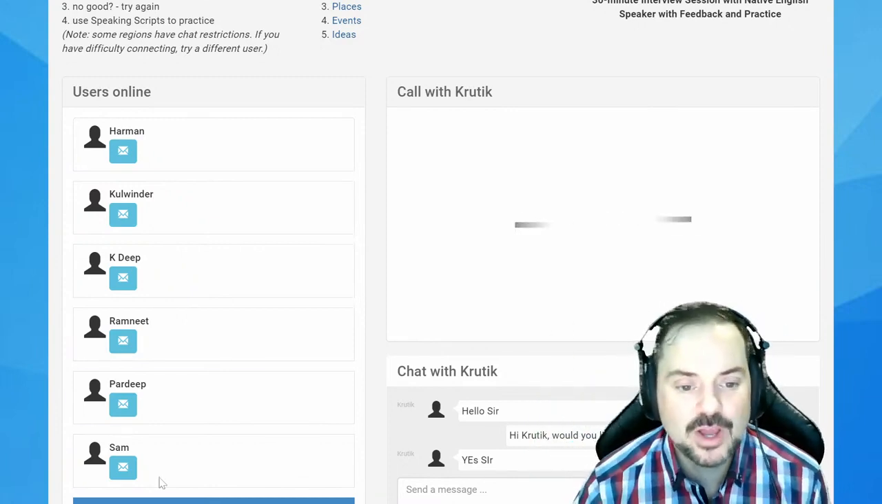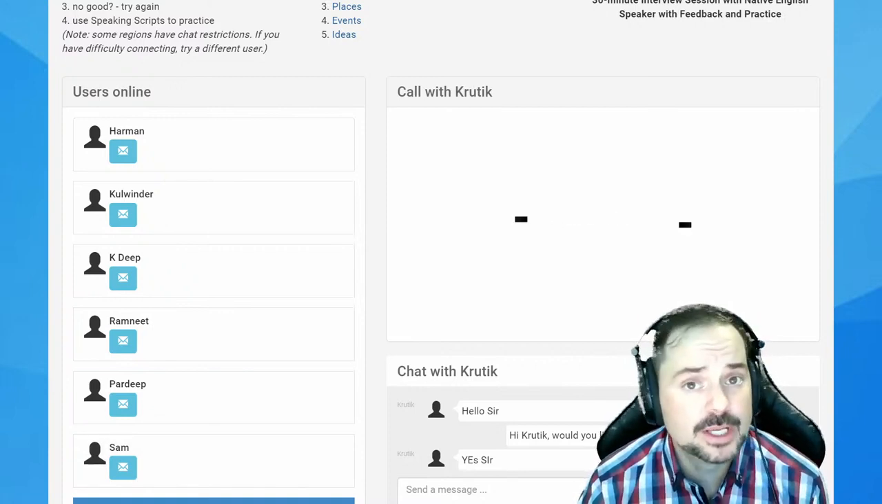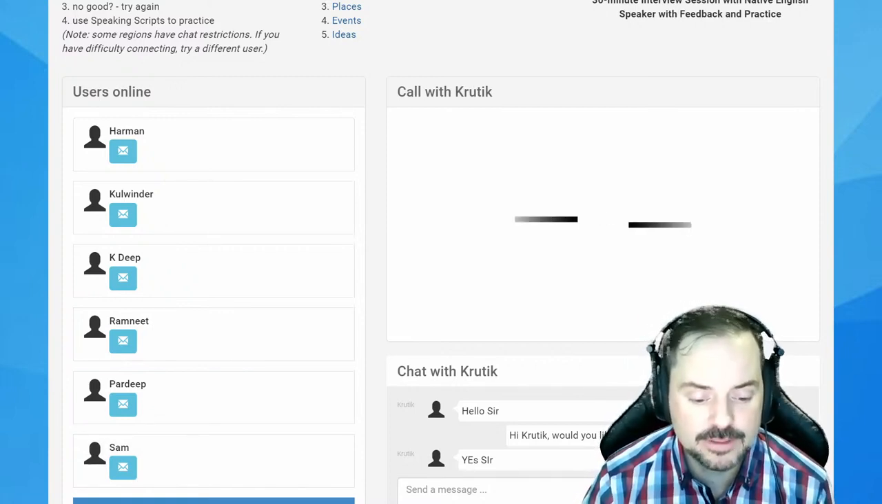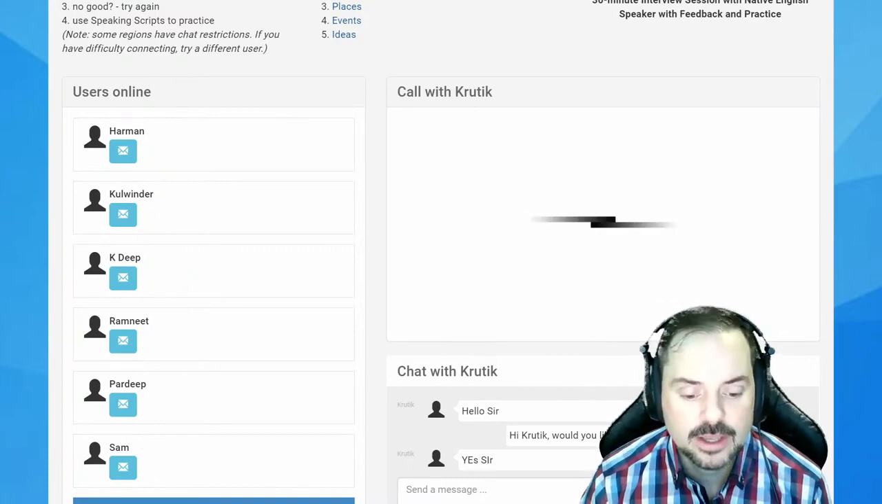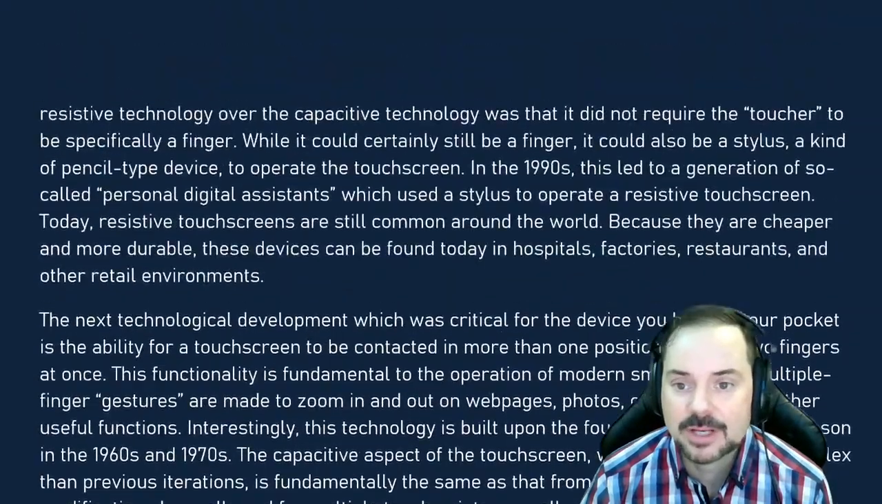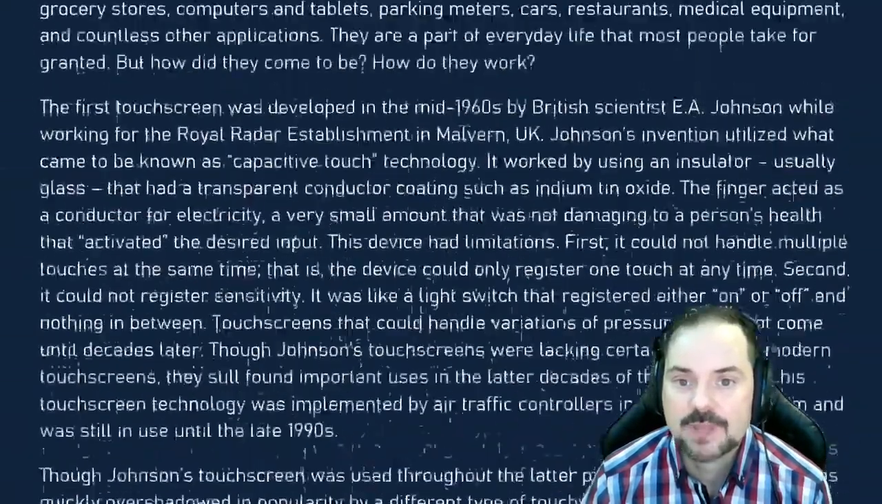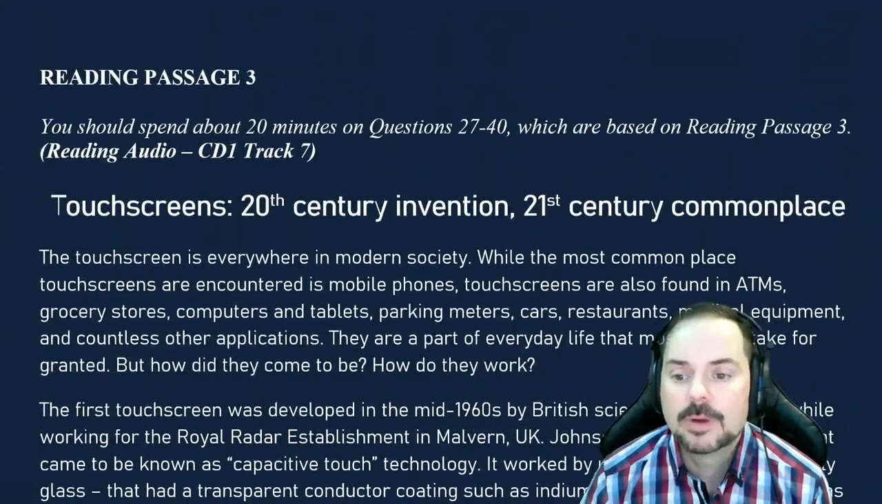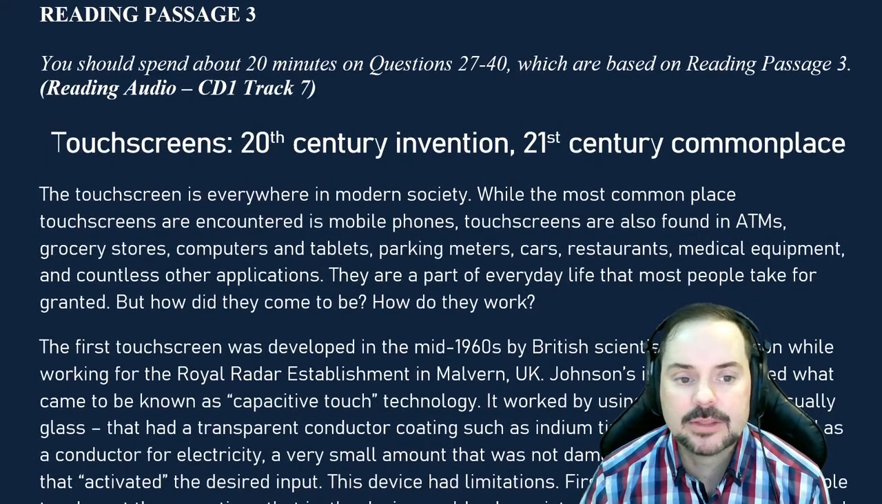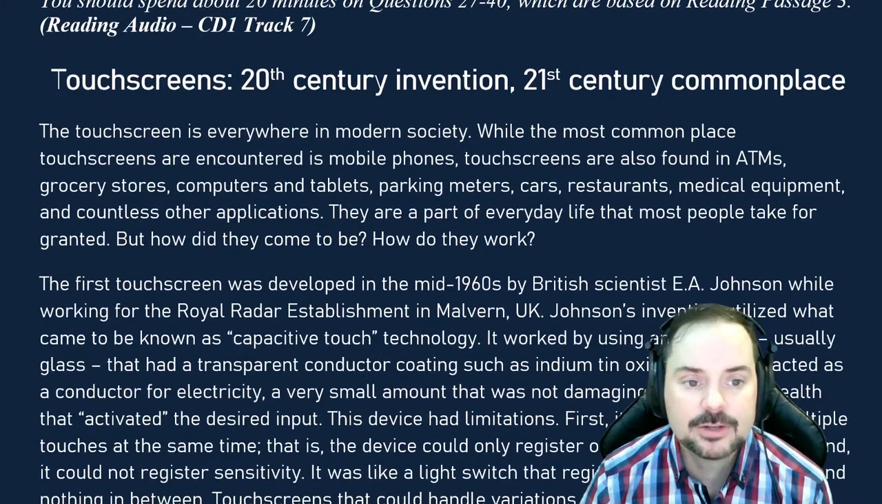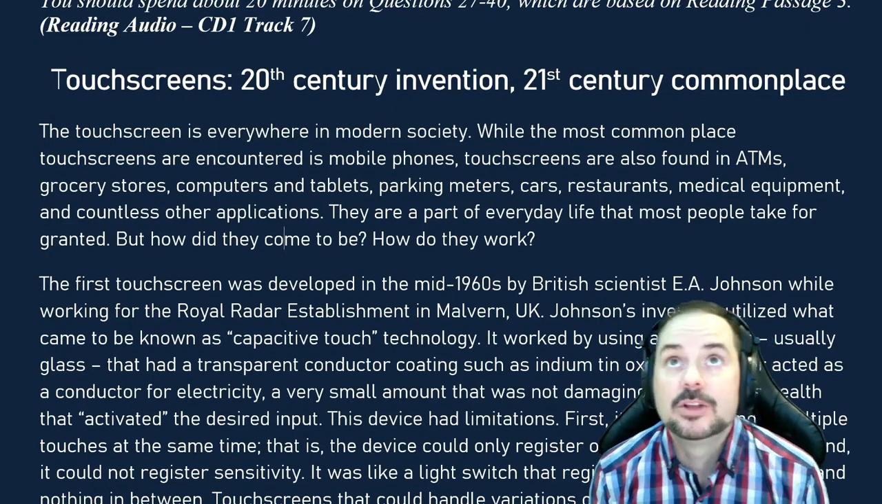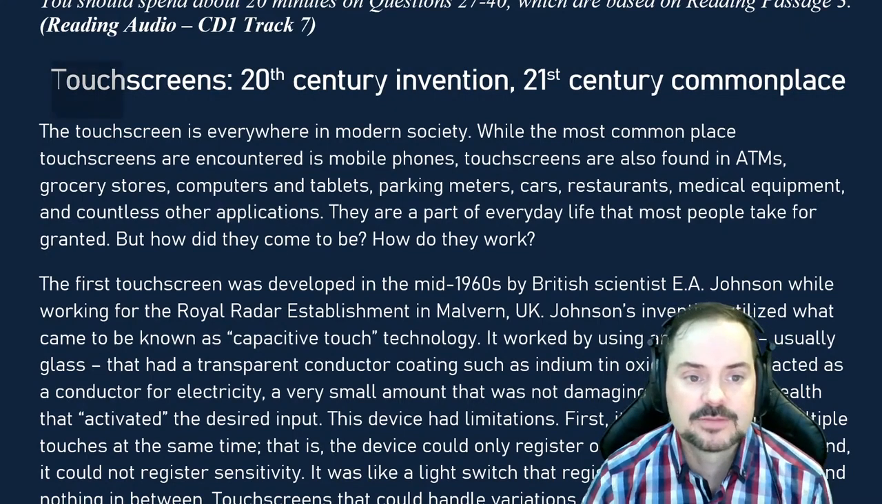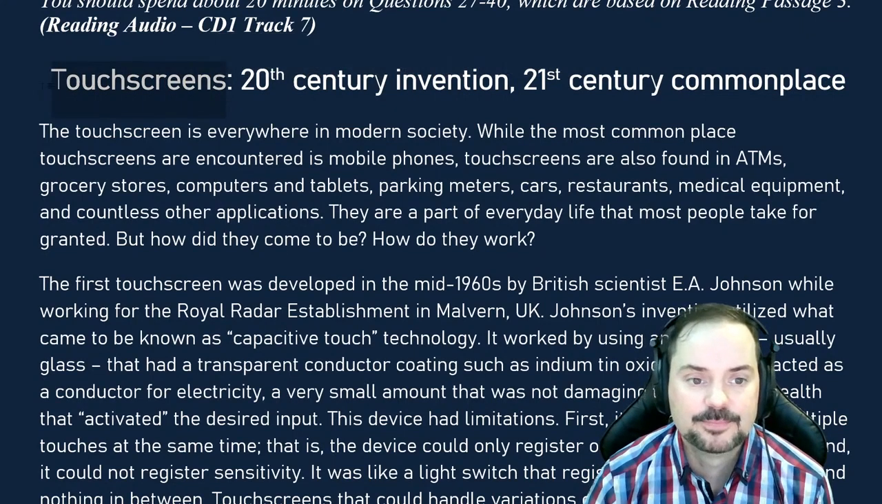Okay, sir. All right, Krutik. So let's do reading. Reading is an important part of the IELTS exam, as you know. And this is an academic reading, but you could see this in general as well. Okay, Krutik. So I will ask you to read the title and then read the first paragraph, okay? Whenever you're ready, go ahead, read from the very top, from the title.